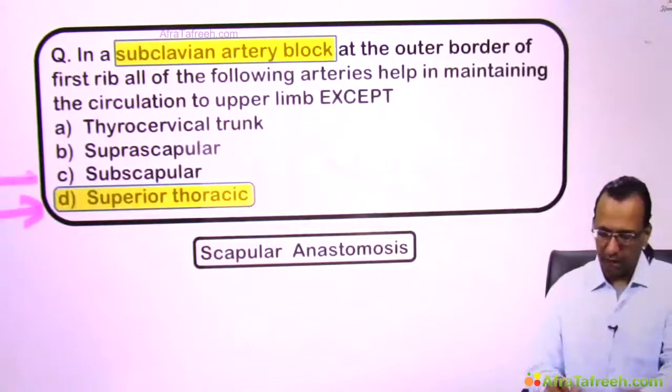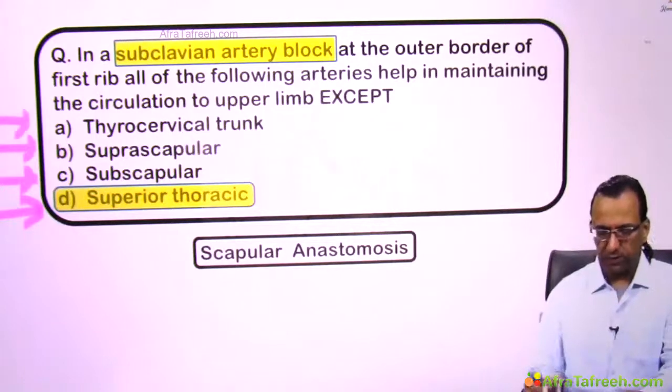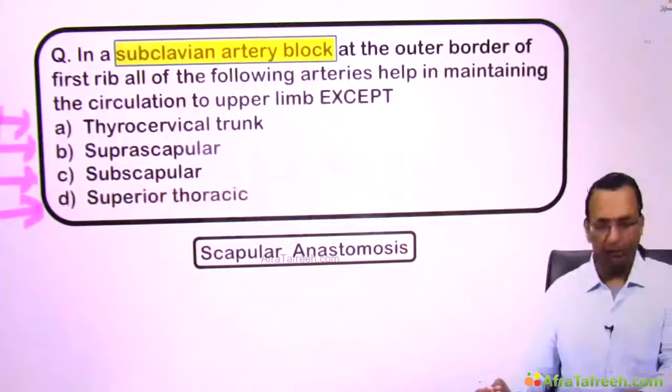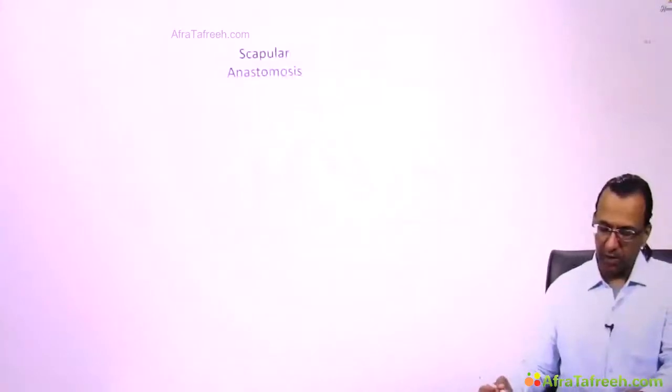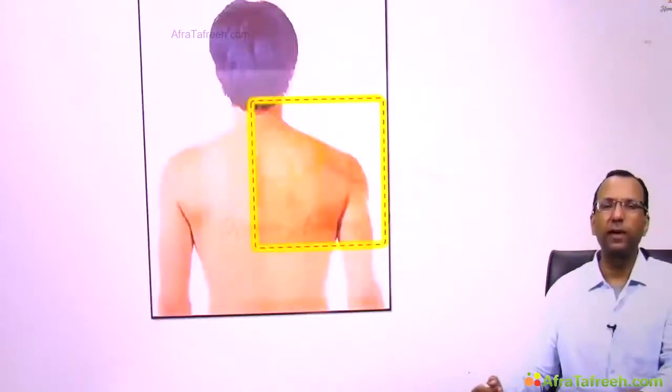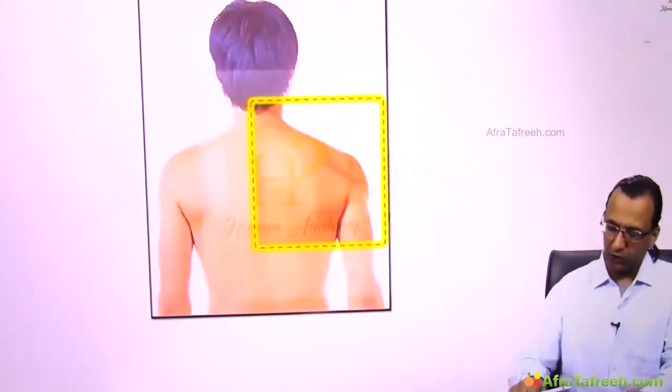You mean to say subscapular is contributing? Yes. And suprascapular, thyrocervical trunk. How these arteries are contributing to scapular anastomosis, then explain. If you say the answer is choice number D, fine. You see, we are talking about scapular anastomosis. Let us look at that on the dorsal view of the right scapula. So, dorsal view of right scapula, that is where you will show some artery.